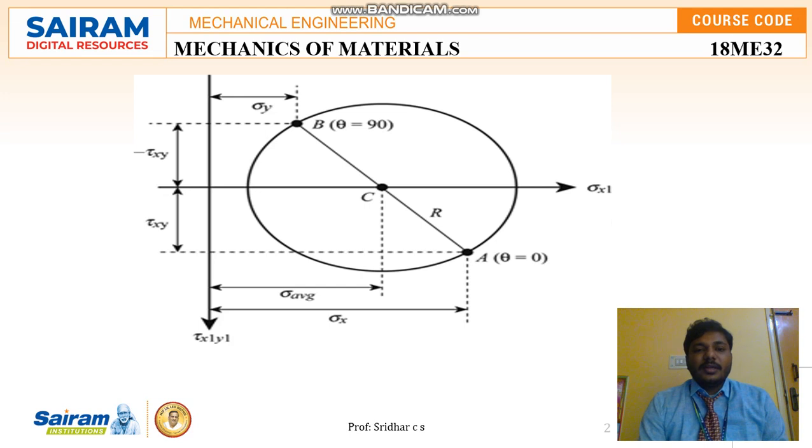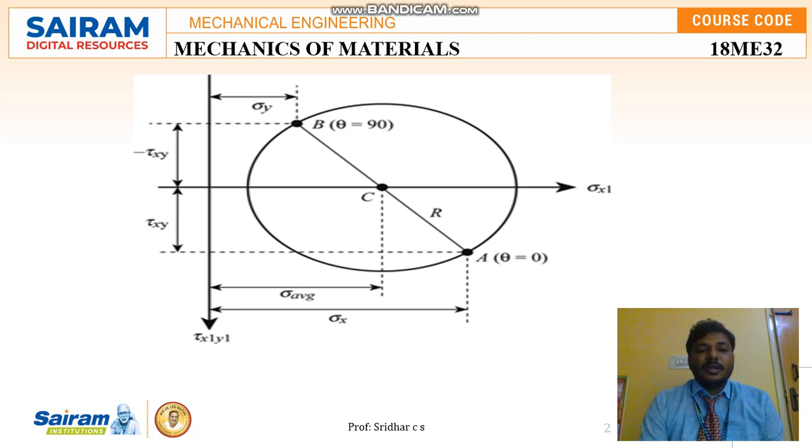Whenever we need to find any graphical representation values, some given conditions will be there in the problem. Based on those conditions, initially we will draw the Mohr circle. Then, based on those conditions, we should be able to identify the different coordinates and different constructions.